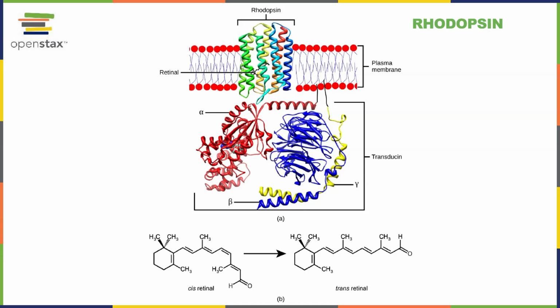Inside each rod is the photopigment rhodopsin, a G protein coupled receptor that contains a light sensitive molecule called retinal, which is derived from vitamin A. When light strikes retinal, it changes shape from a bent or cis form to a straight trans form. This shape change activates the G protein transducin.